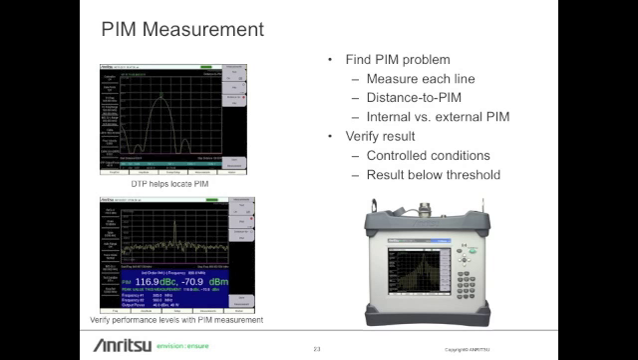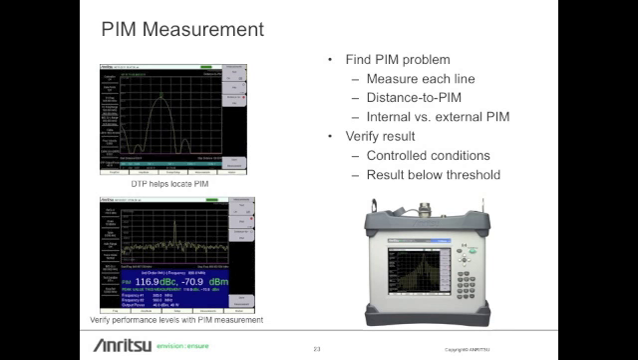Okay, if we've got an indication there's PIM, or maybe we're doing some preventative maintenance, we can do PIM measurements. We've got a picture of an Anritsu PIM analyzer in the lower right corner there. This lets us actually measure the different lines and do something called distance to PIM, where we can find where the PIM is coming from. One of the indications of that, it can be really handy, is internal versus external PIM. Is it in the cable antenna system, or is it something outside, a rusty bolt, for example?